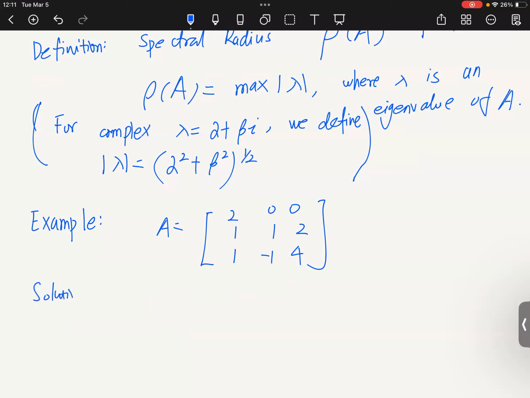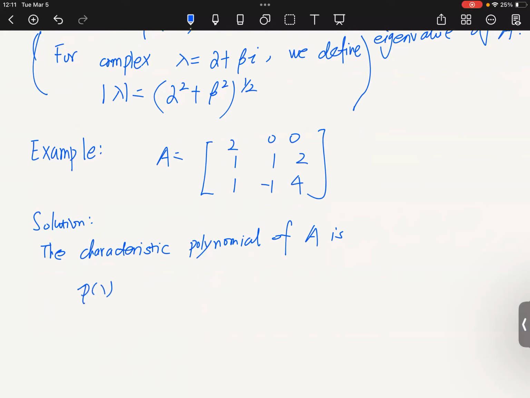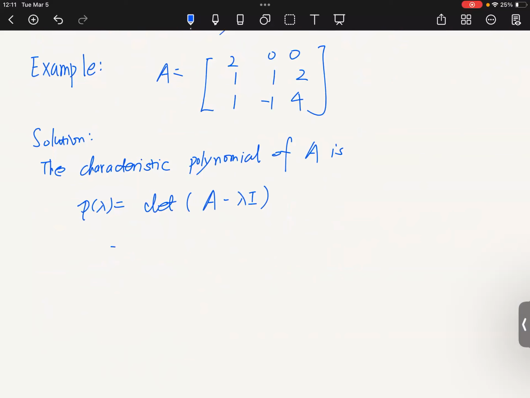The solution, first step: the characteristic polynomial of A. P(lambda) equals, going back to the definition, the determinant of A minus lambda I. So what does it mean? It's just the determinant. What is the concrete expression for that matrix? It's A subtract lambda I.